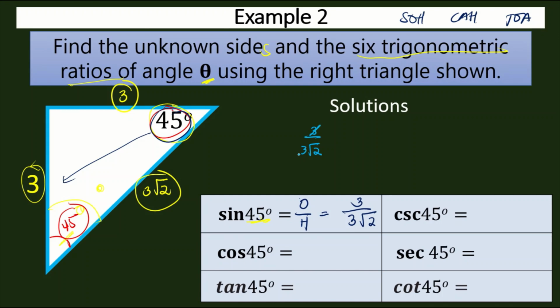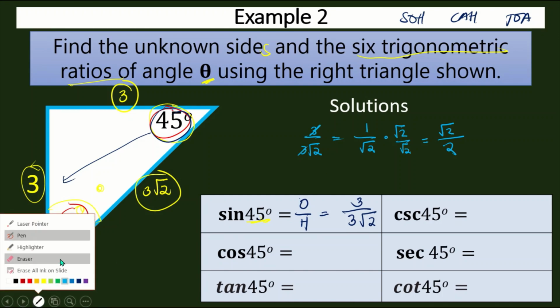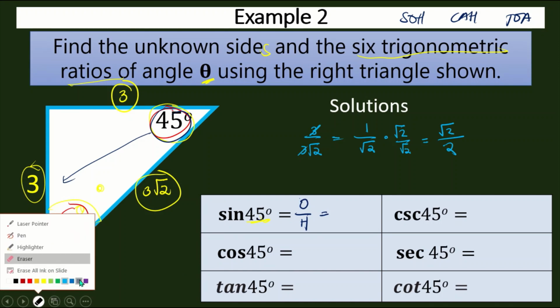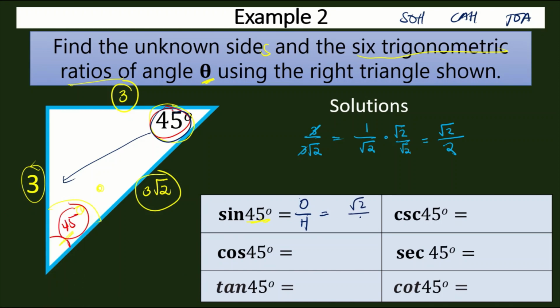Okay, and then cancel na to, and ito ay magiging 1 over square root of 2. And since meron tayong radical sign sa denominator, i-rationalize natin, we have square root of 2 over square root of 2. Okay, para mawala ang radical sign, so we will have square root of 2 over 2. Okay, so sine 45, that is equal to square root of 2 over 2.